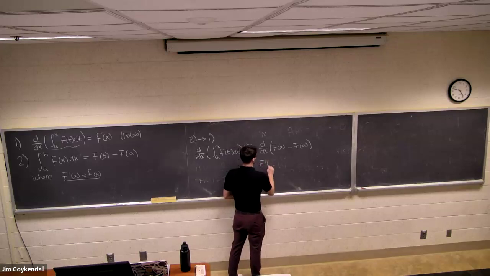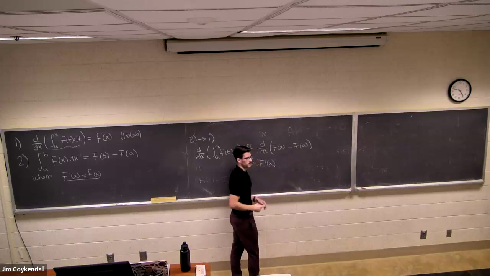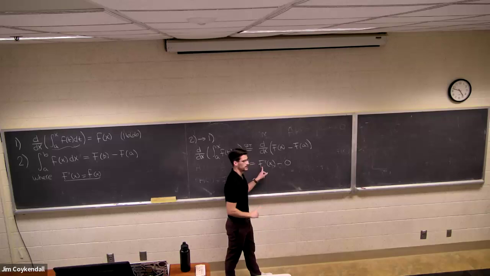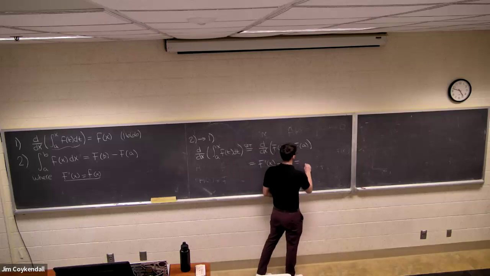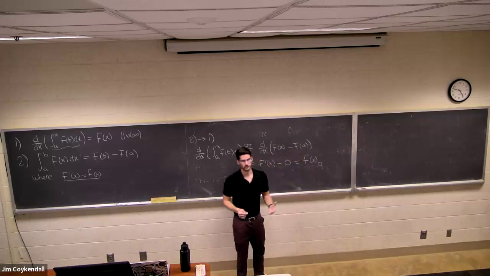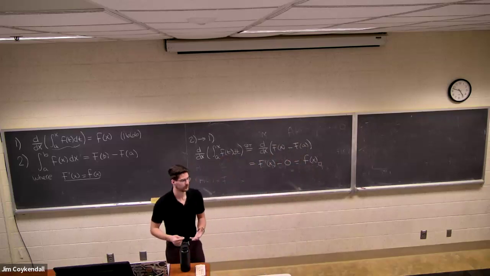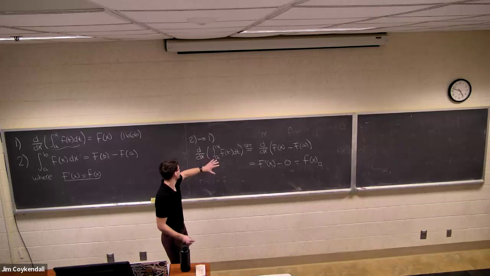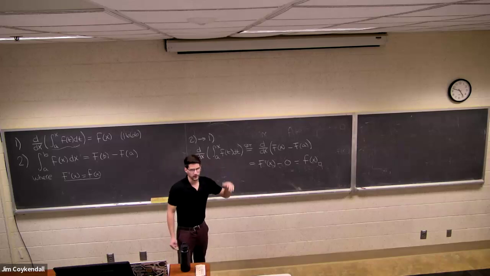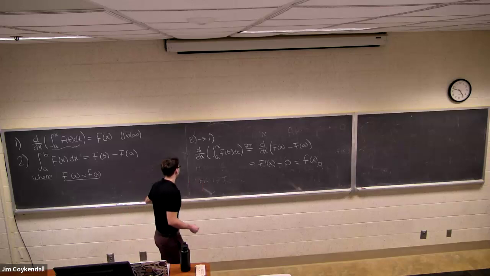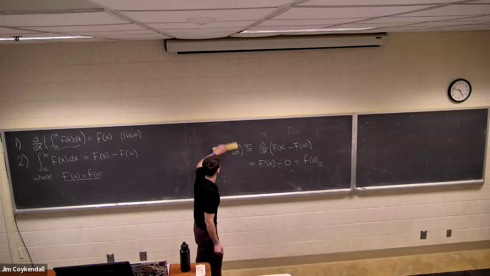F of a, that's a constant, so I take its derivative, I get 0. But guess what? This is the antiderivative of that, which is just x. I have faith in them. I have more faith in them than they do. It's fine. So that's how you would prove them from each other.